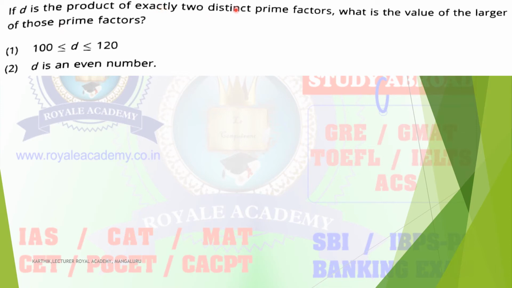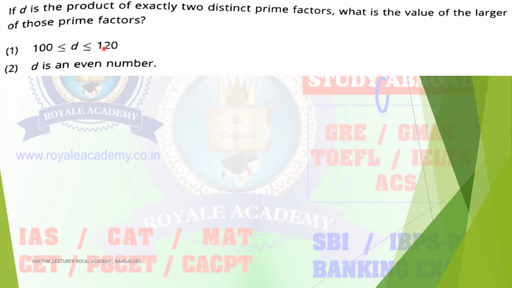Okay, product of two prime factors, 2 and 3 for example, these are prime numbers, different prime factors. What is the value of the largest of those prime factors? You have to find out the largest of those prime factors.